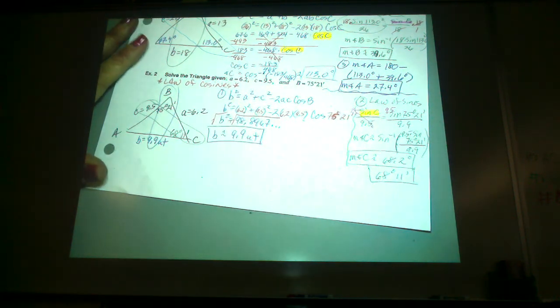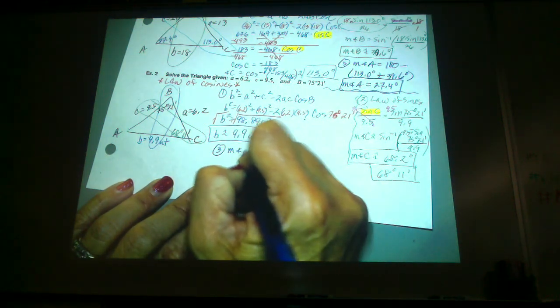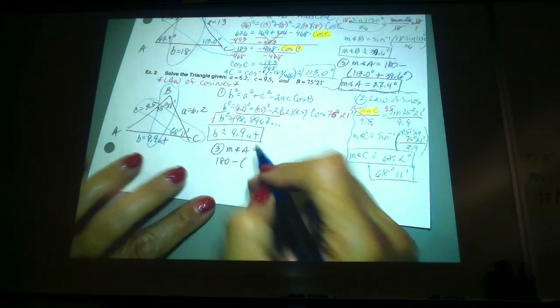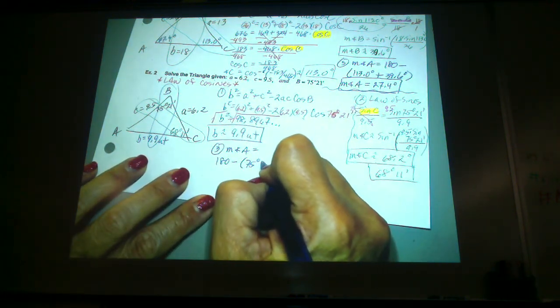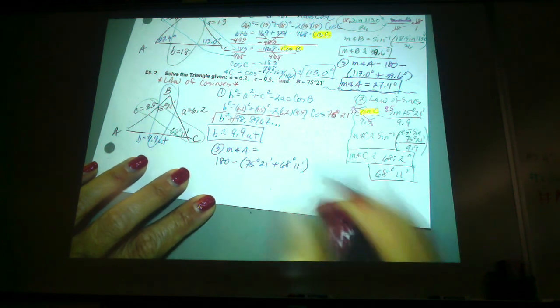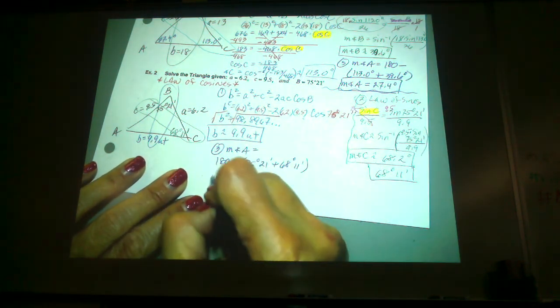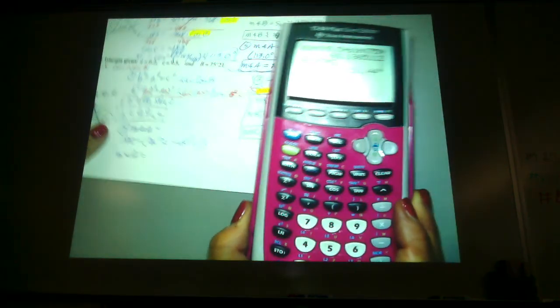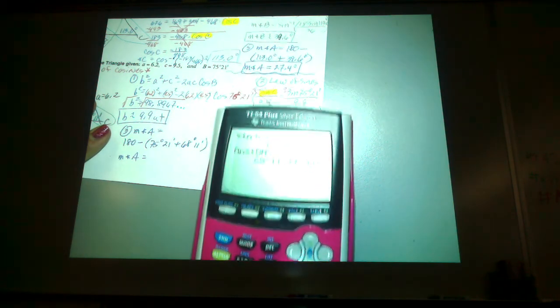Now what's left? How do we find that? Yep, angle sum theorem. So the measure of angle A is equal to 180 minus, add your degrees and minutes, 75 degrees, 21 minutes, plus 68 degrees, 11 minutes. So the measure of angle A is equal to, throw that into your calculator.